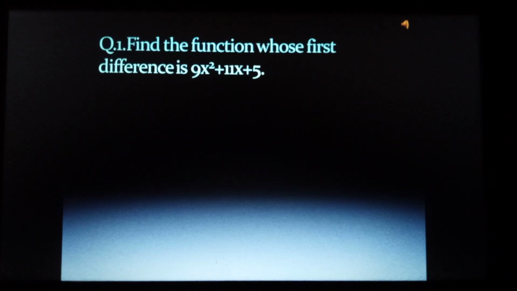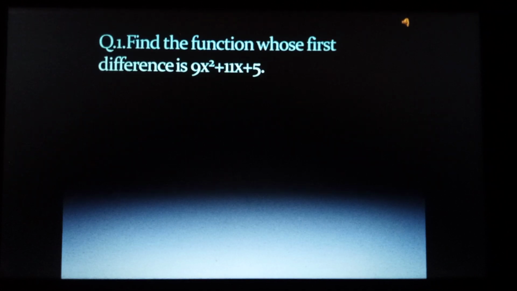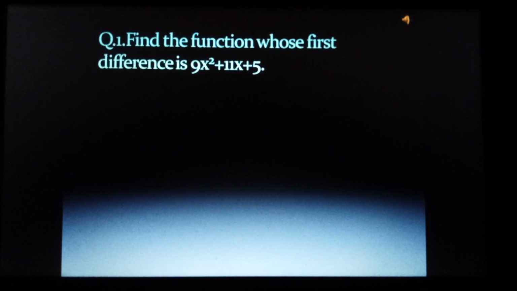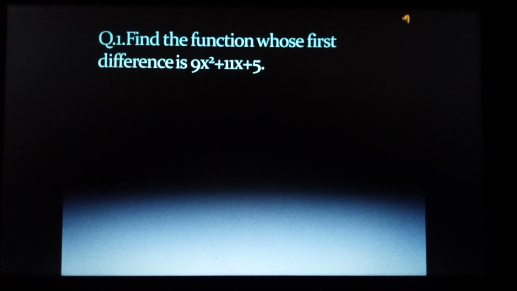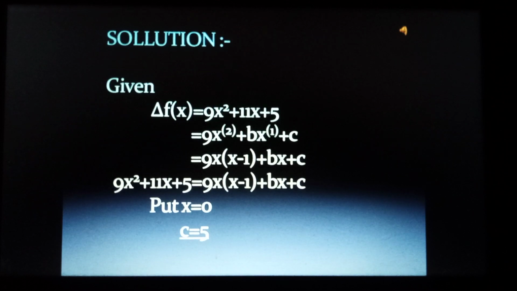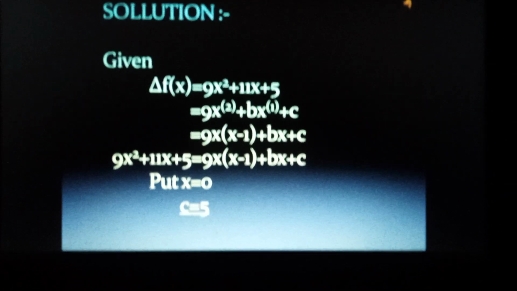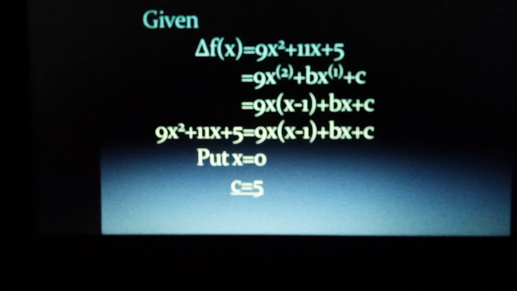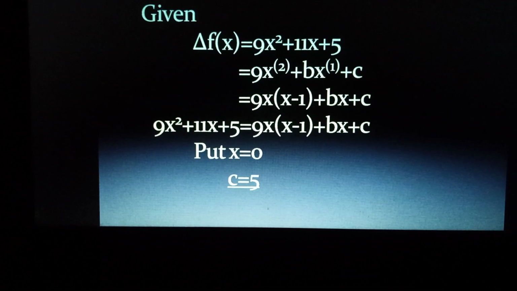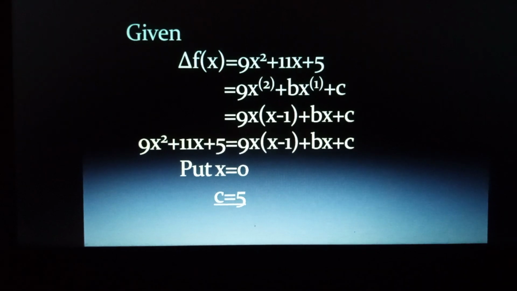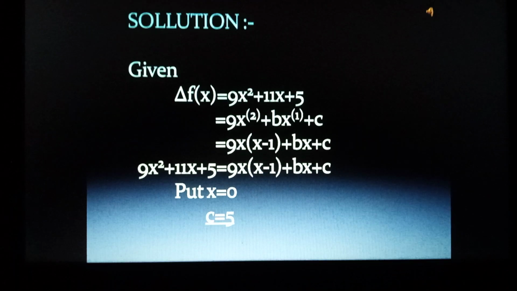We are going to take our first question. Our first question is: find the function whose first difference is 9x square plus 11x plus 5. Here is the solution of our first question. Given data from the question: delta f of x is 9x square plus 11x plus 5.